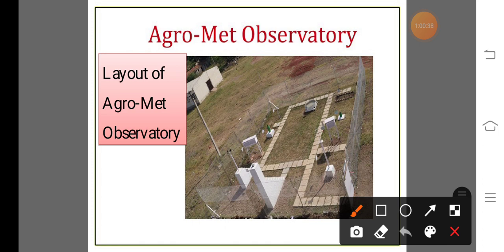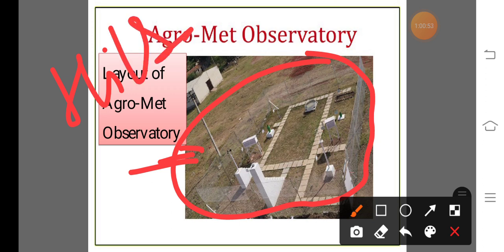Also next, the site of this observatory should be selected away from any hill station, forest, irrigation canal, tanks, or water reservoirs. If any water reservoir, forest, irrigation canal, hill, or tank is near the observatory, it affects the weather parameters.